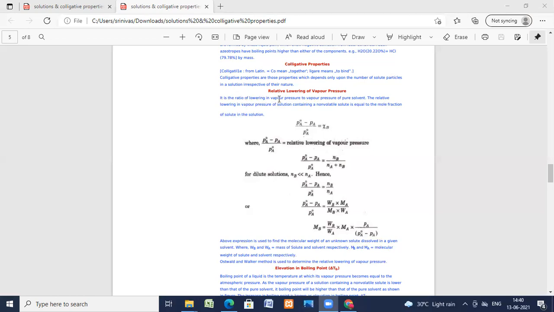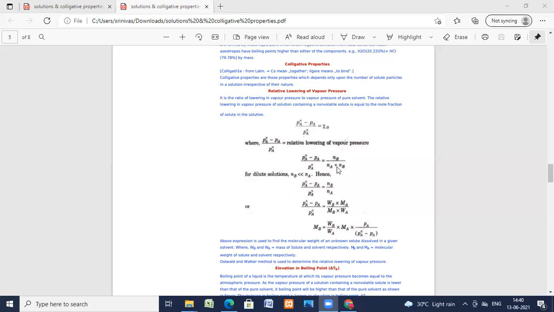So the ratio of lowering of vapor pressure to the vapor pressure of the pure solvent, for a solution containing a non-volatile solute, is equal to the mole fraction of solute in the solution, and is called relative lowering of vapor pressure. Okay, (P naught minus Pa) by P naught is equal to RLVP. So (P naught minus Pa) by P naught is equal to Nb by (Na plus Nb).